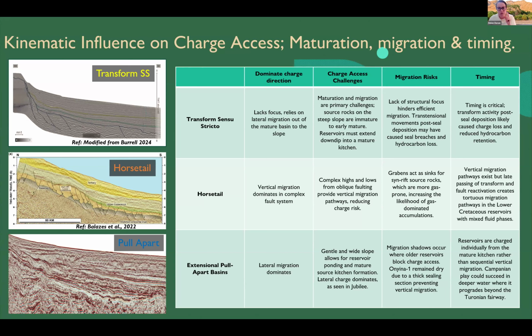It's very difficult to get vertical migration above that beautiful Turonian top seal. You can see some charges reach one or two fields, such as Odom, and that's where the Turonian is thinner, but in general, it's laterally dominated charging, and it's very difficult to get charge into the younger stack systems.